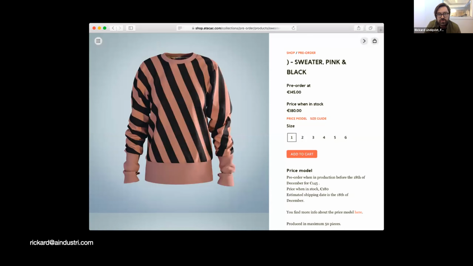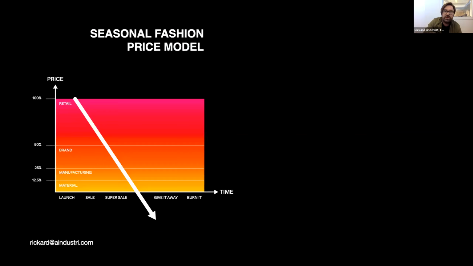If you click on one garment, you can see this is a pre-order price of 145 euros, but when it's in stock, it will cost 180 euros, meaning there is a kind of reversed sale setup. So instead of embracing the seasonal fashion pricing model, where most garments lose their value in 6 months, and the worst case are burnt if they're not sold.